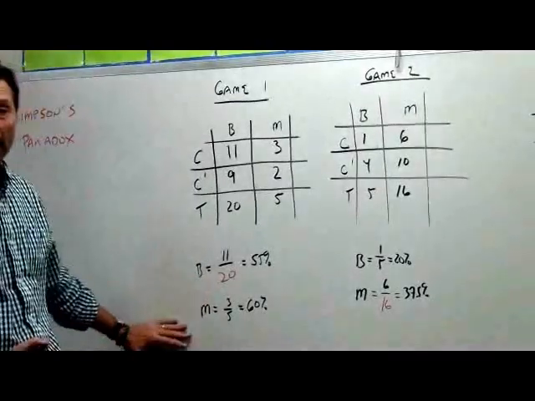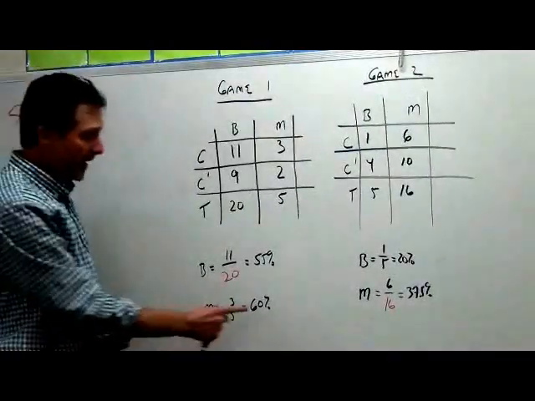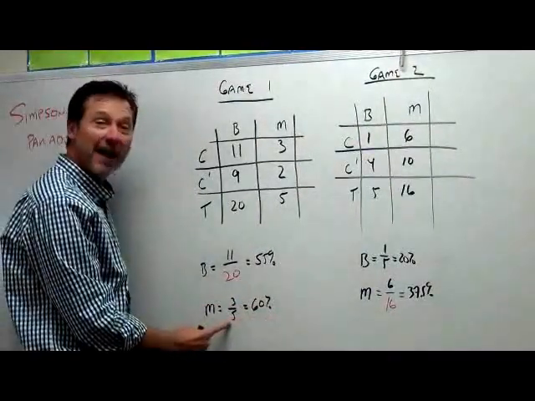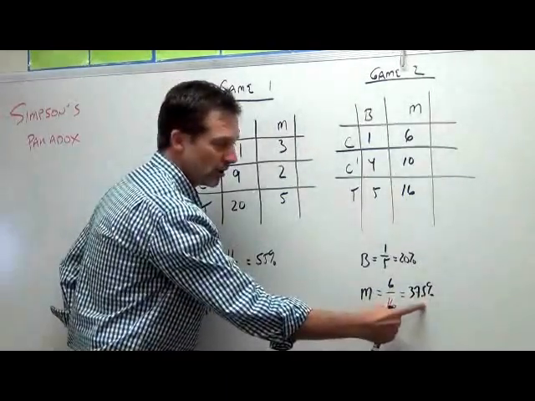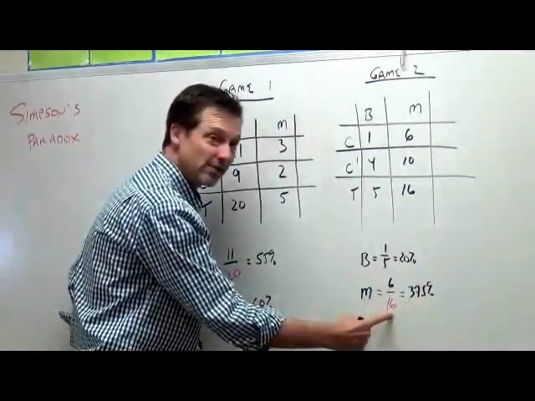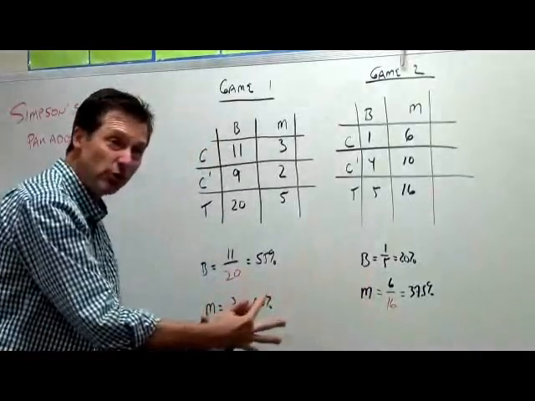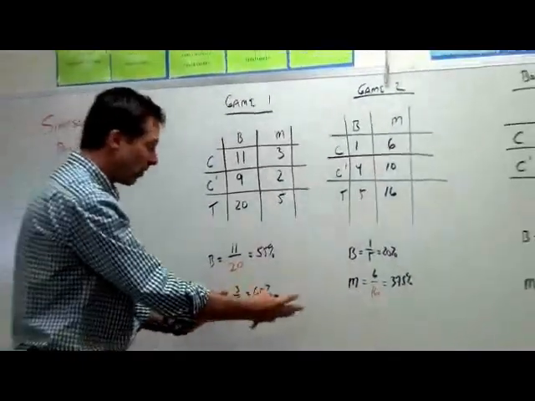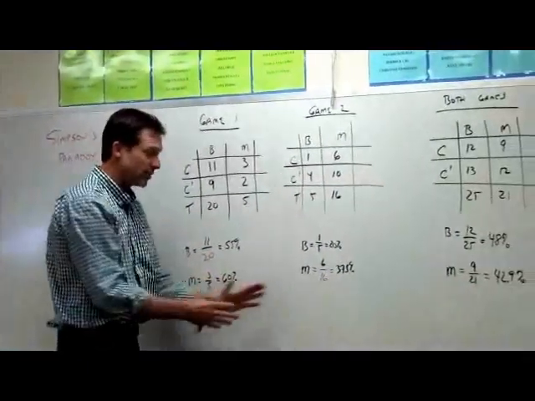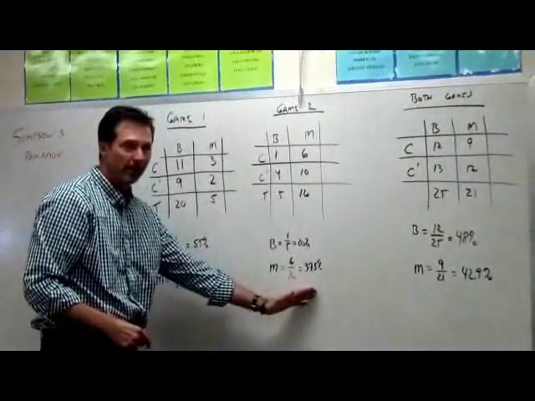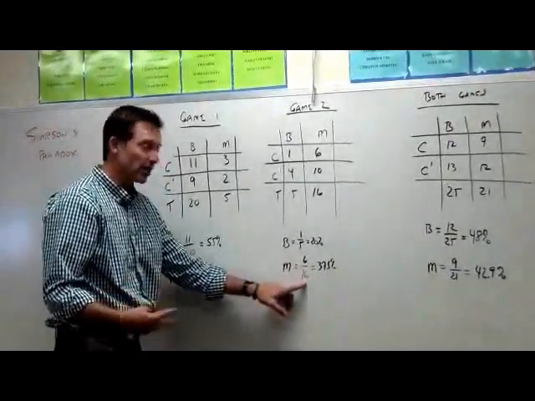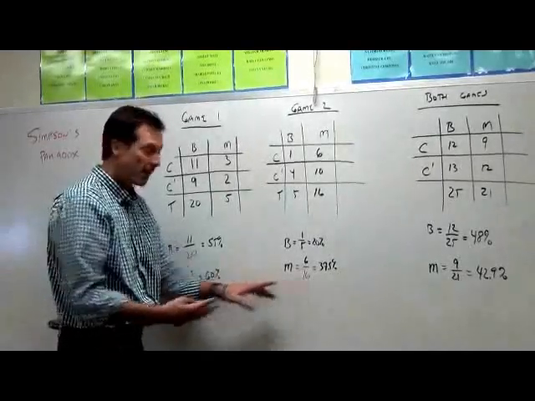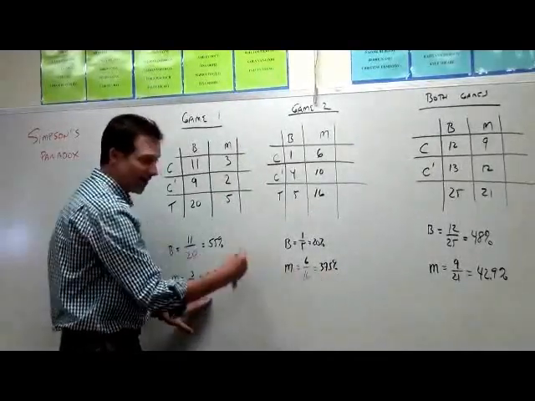Now, notice Manning. Manning was just the opposite. When Manning threw for the high percentage, he didn't throw very many passes at all. But when he threw for the low percentage, okay, he threw a lot of passes. So when I combine these 2 games together, where's the overall percentage going to be? Closer to the 60% or closer to the 37%? Well, this one carries a greater weight. So the overall percentage is going to be closer to the 37%. So when I combine these 2, it's not right in the middle.